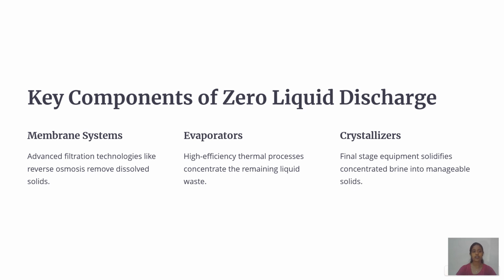So next we have the components of zero liquid discharge. So this treatment process will include pre-treatment, evaporation, and crystallization. So in pre-treatment, it is nothing but the membrane systems. The contaminants are removed from the wastewater and then comes the evaporation. So here it concentrates the wastewater, and crystallization will convert the solids or the brine into manageable solids. So this is how the zero liquid discharge works. It is also common in various sectors where the liquid discharge has to be reduced.